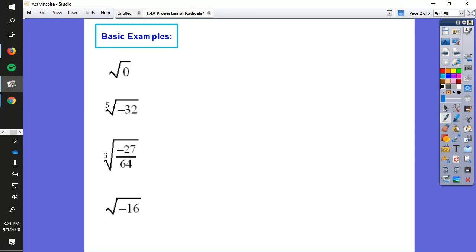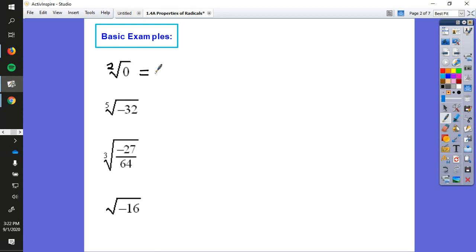So let's dive in and look at some basic examples of evaluating these. We've got the square root of 0. Really what that's asking is what times itself twice gives us the radicand, because even though it's not there, there's technically a 2 here.